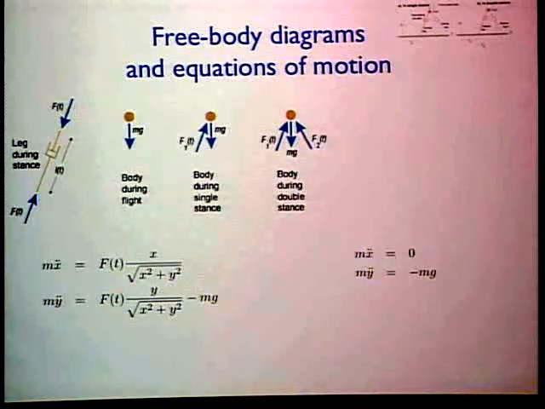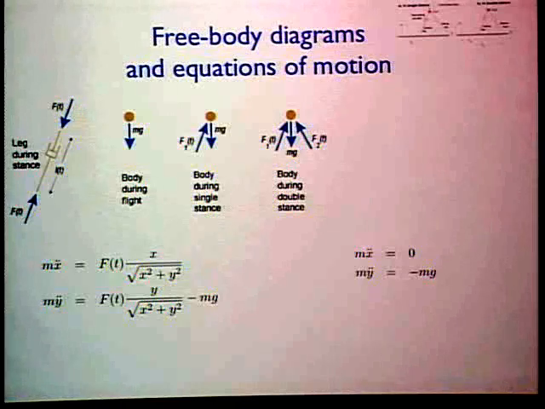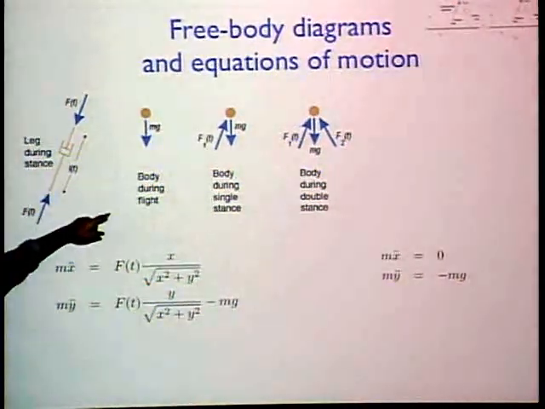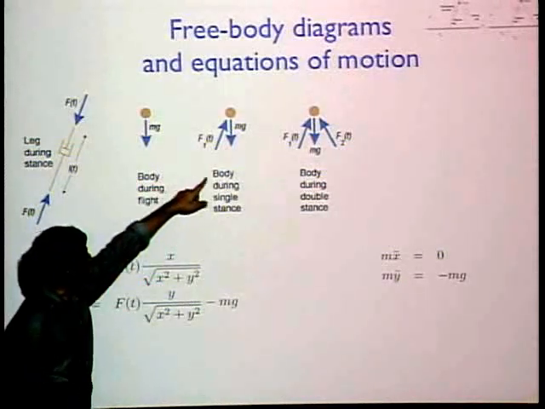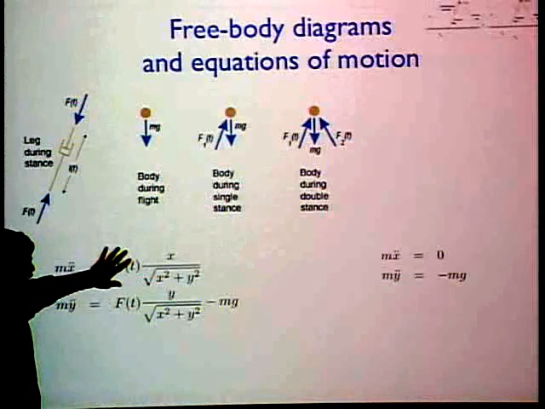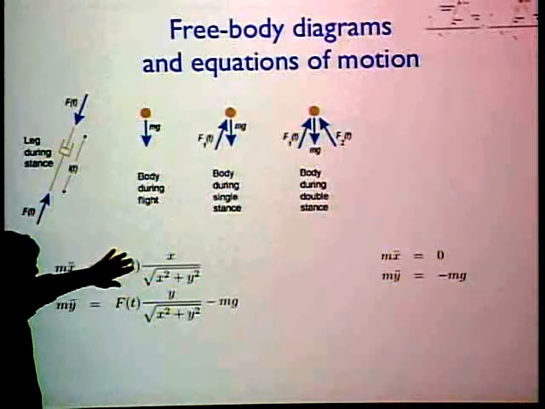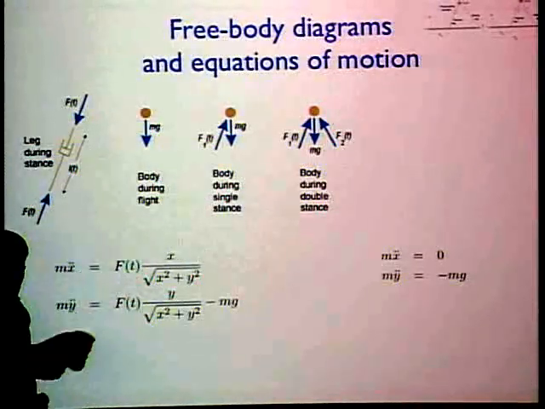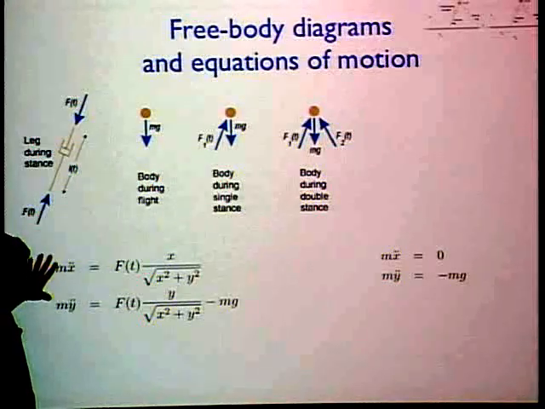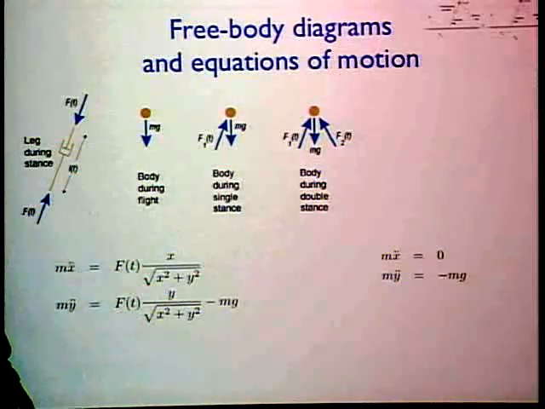And the equations of motion for this model are no more complicated than what you learned in high school, perhaps, maybe freshman physics. So when one leg is on the ground, the forces on it are mg and the leg force. The leg force is something that you can pick as a function of time. And by picking that, you can move the body around in various different ways. And these are the equations of motion, right?